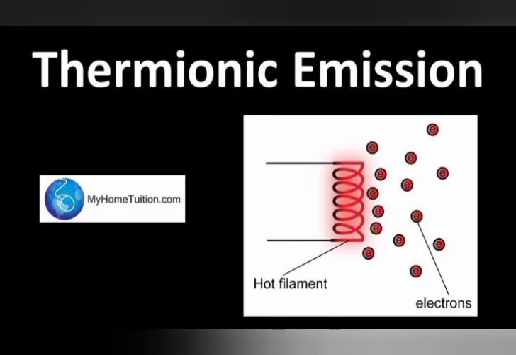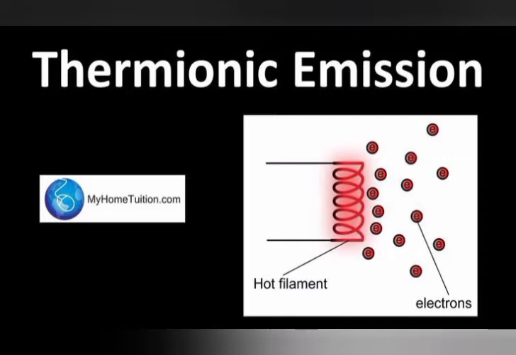Thomson, in 1897, observed the deflection of cathode rays by both electric and magnetic fields. From these deflection experiments, he concluded that the cathode rays must carry a negative charge. These negatively charged particles were given the name electrons.